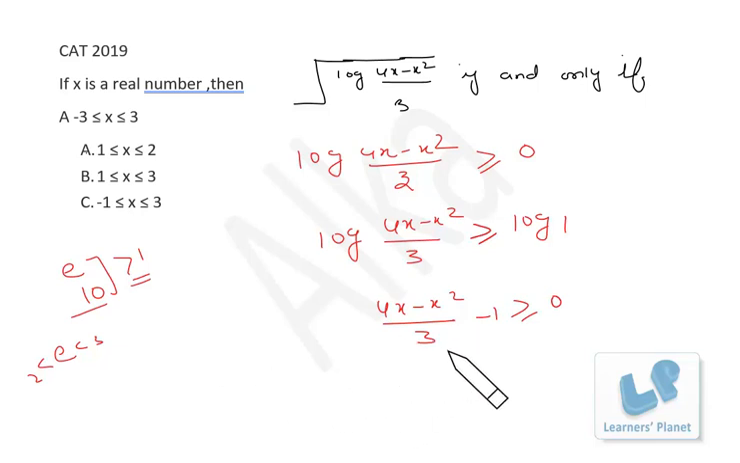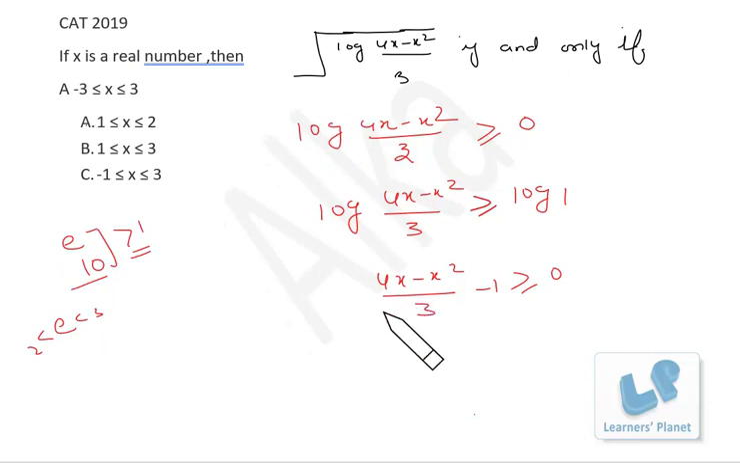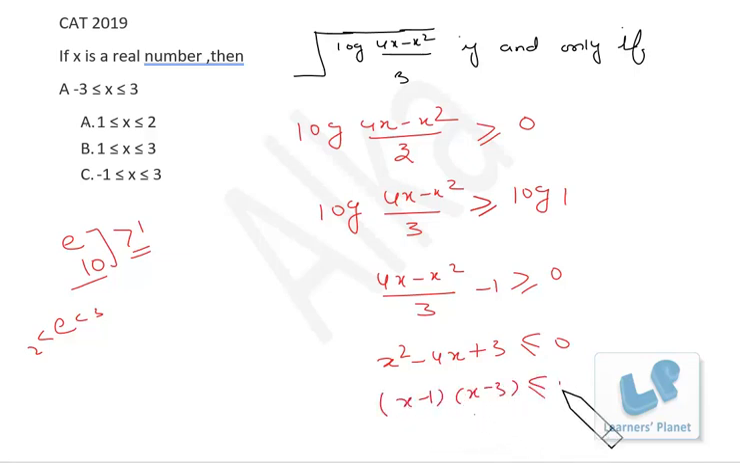Now it has been converted to a normal inequality, that is an algebraic inequality. So just take LCM. So here it will be 4x minus x square minus 3. So I can write down (x square minus 4x plus 3) divided by 3 should be less than 0. That means this expression should be less than 0, because in the denominator we have 3, and 3 cannot be less than 0. So this is (x minus 1)(x minus 3), and it should be less than 0. So 1 and 3. That means x should be between 1 and 3.